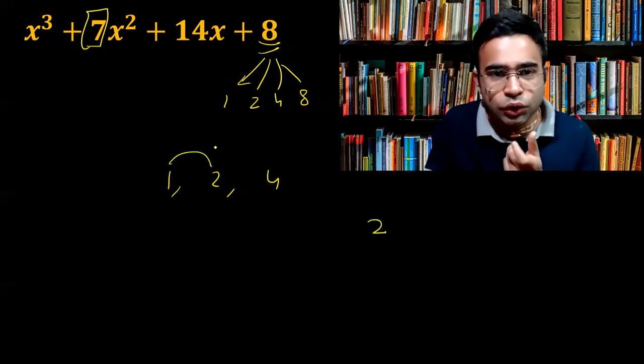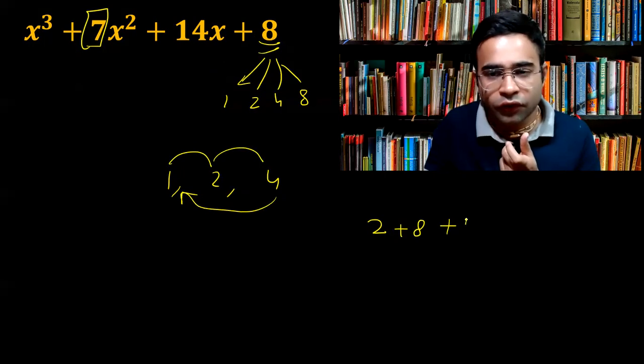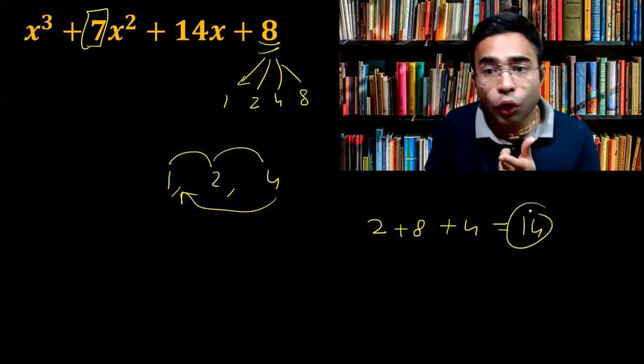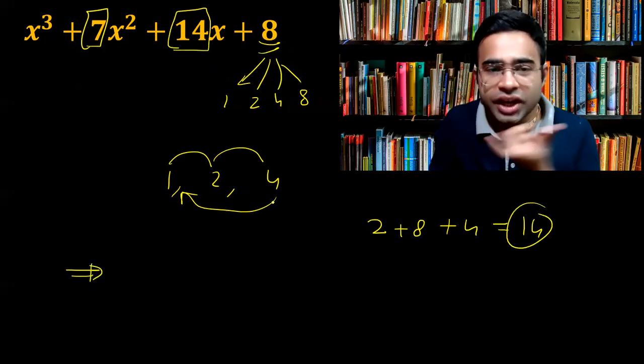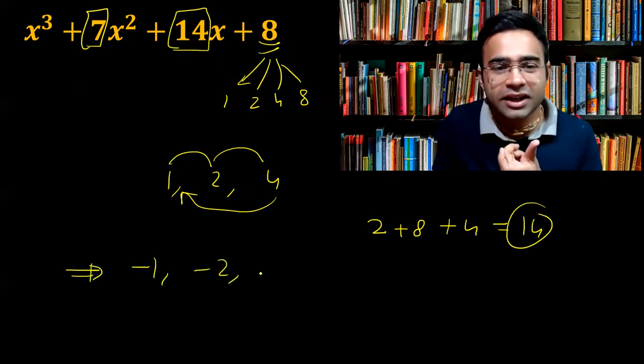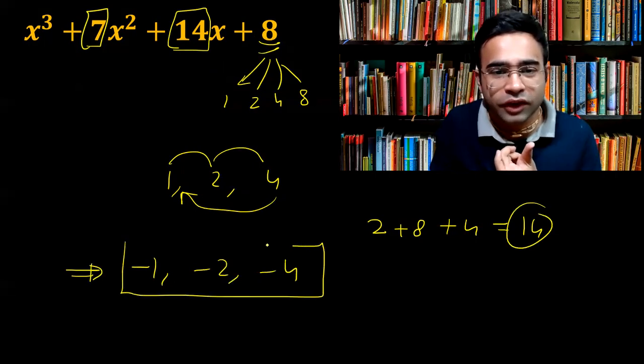1 into 2 is 2. 2 into 4 is 8. 4 into 1 is 4. How much is this? Is it 14? Oh, yes, it's 14. So it's verified. So finally, the answer is, change the sign: -1, -2, -4 are the roots of the equation.